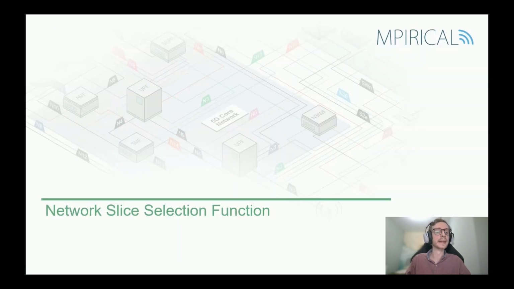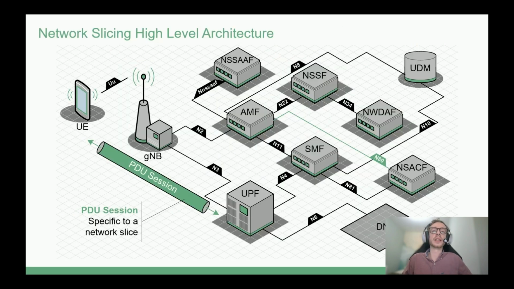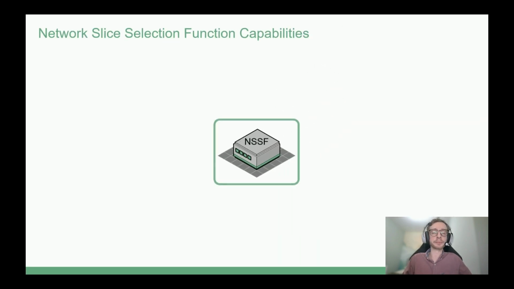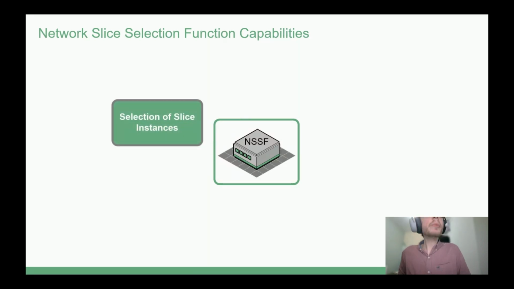Okay, so let's move on to the network slice selection function first and look at its responsibilities in more detail. One of its roles is the selection of slice instances. So when a device registers to the network, it needs to understand what slices it can actually access. And this is called an NSSAI, network slice selection assistance information. That's a list of all the network slices that device can access.